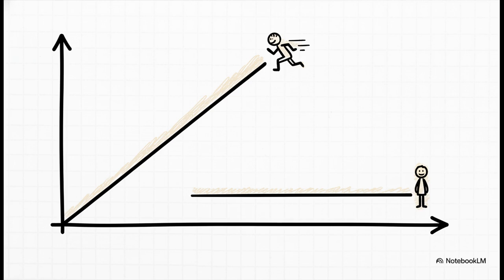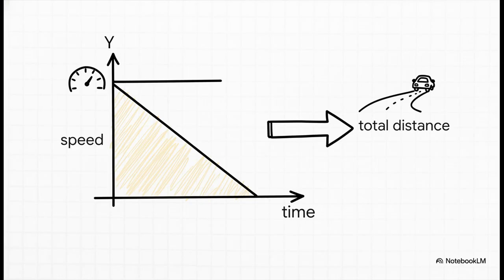Let's start with slope. Just imagine a graph of the distance you've walked over time. A really steep line means you covered a lot of distance in a short time, so you were moving fast. A totally flat horizontal line means your distance isn't changing at all, you're just standing still. The slope of a distance time graph is your speed. It's that simple.